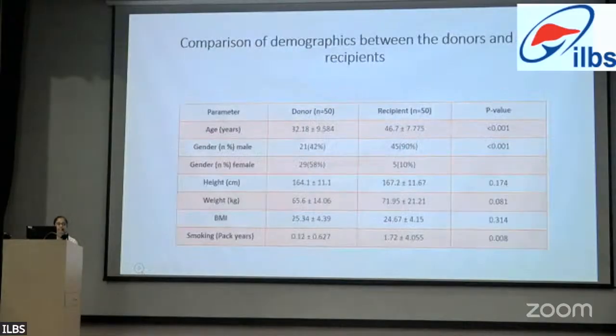Ma'am, statistical significance was not there, but there were smokers in both the groups. What was the significance level? 0.05, ma'am. It was 0.08. It was not significant. Yes, ma'am.